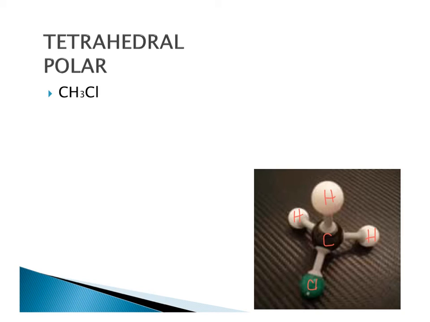So let's take a look. The electronegativity of H is 2.2, while the electronegativity of chlorine is 3.2. So chlorine is going to have a stronger repulsion, resulting in an asymmetrical shape. So that is why this particular molecule is a polar molecule.